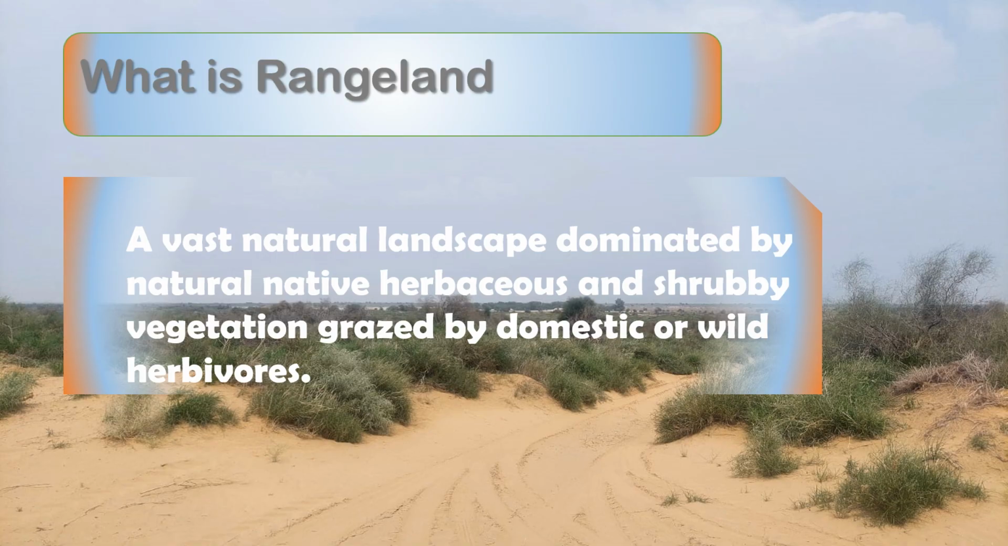So first of all, we have to understand what rangeland is. It is a vast natural landscape dominated by natural native herbaceous and shrubby vegetation that is grazed by domestic or wild herbivores. No human intervention is involved in these rangelands.